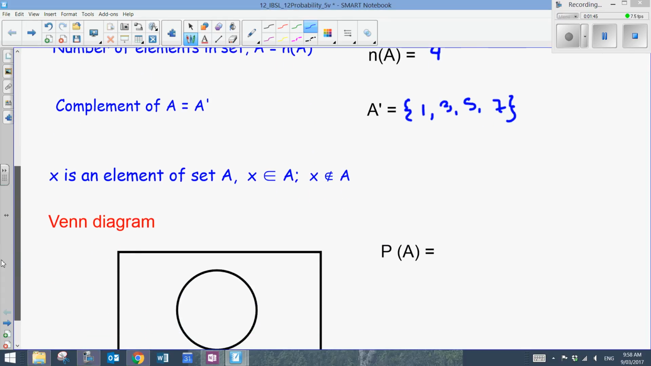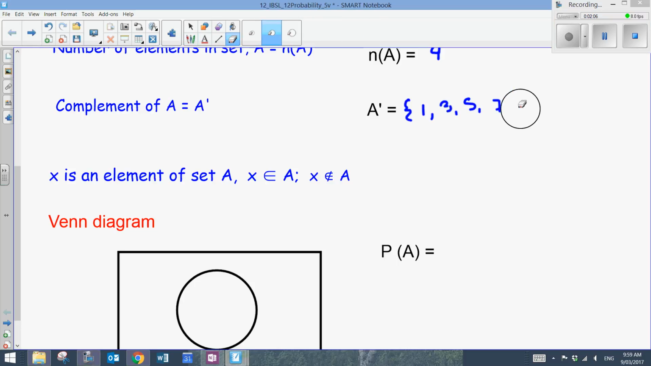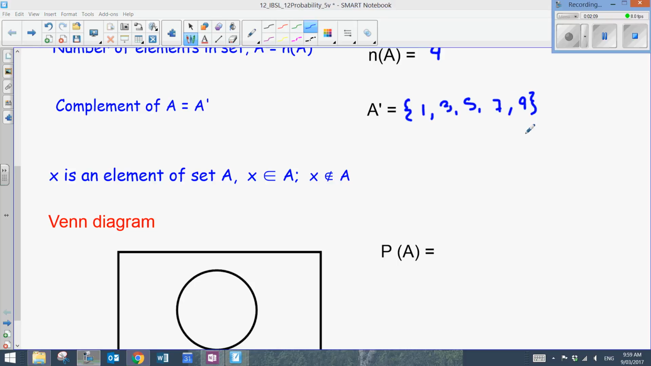X is an element of the set A, so we say X is, and then we have this symbol that looks like an E, to say that it's an element of set A, or X is not an element of set A. So if X is an element of set A, it would be an even integer. If X is not an element of set A, then it would be one of our odd integers. And I forgot to add 9 in here. All right, so including 9 as well.